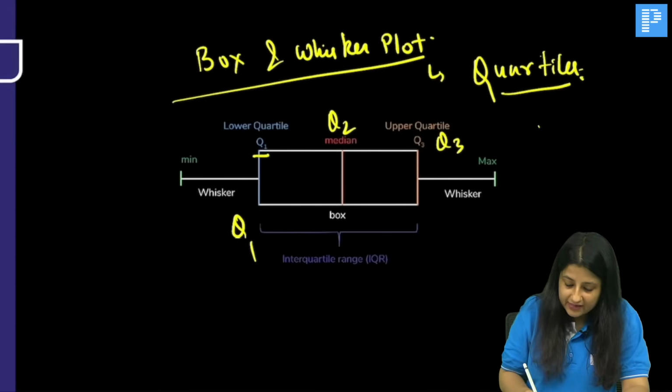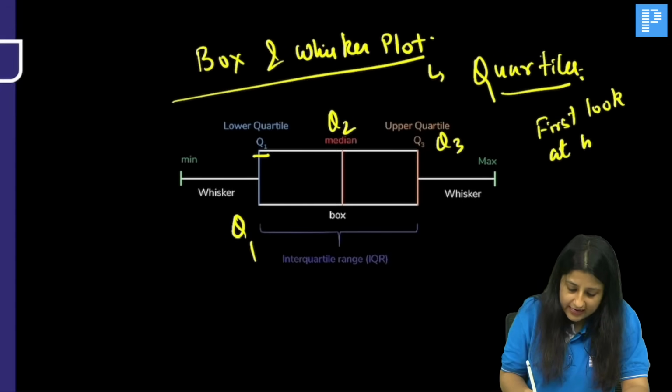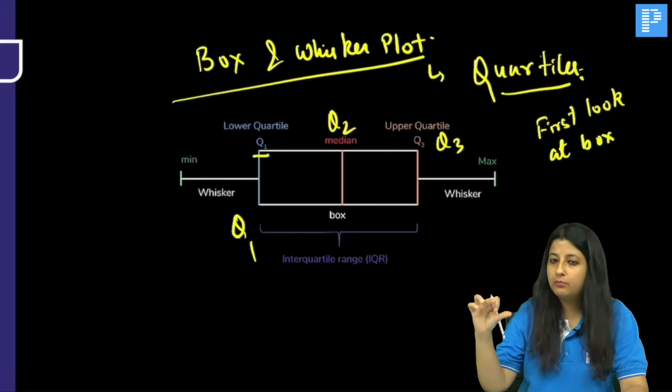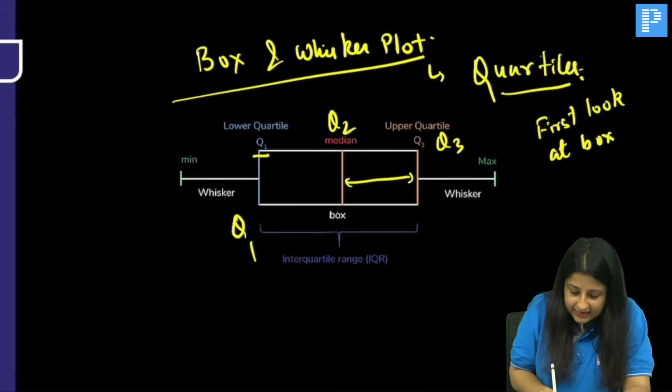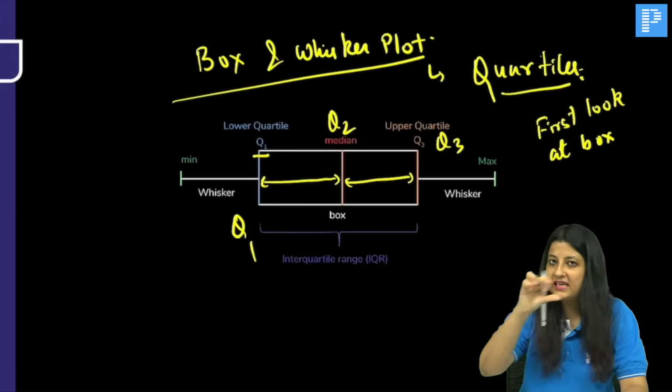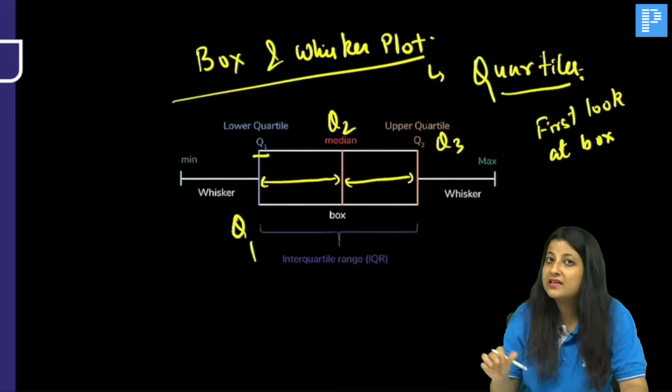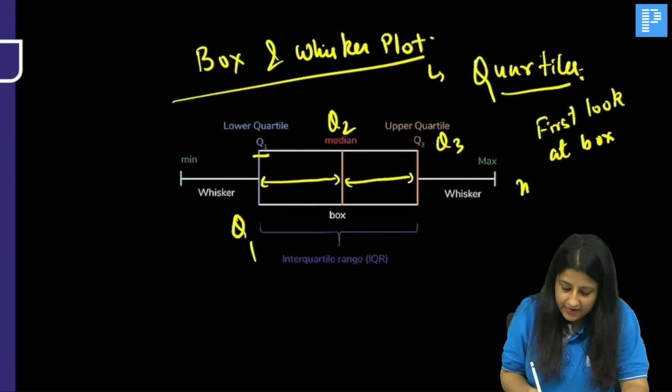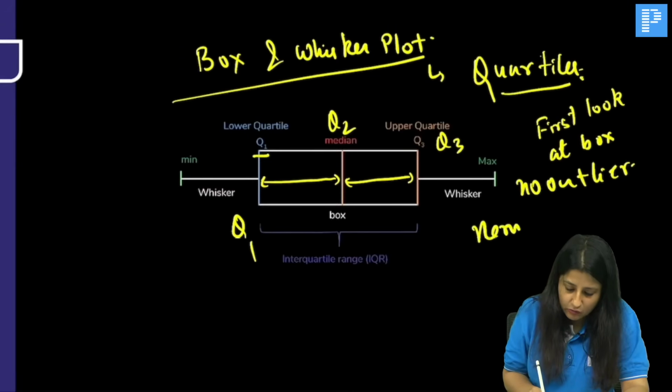So, always look at the box first. First, look at the box. Now, when you look at the box, guys, on either side of the median, if you see equal distribution, that means no outliers. Alright, no outliers. So, you will say this is what? Normal distribution.